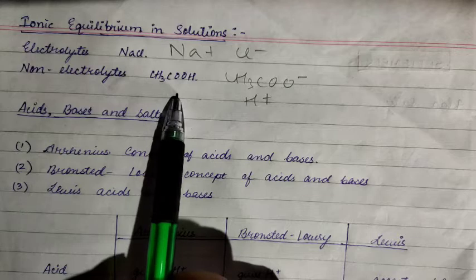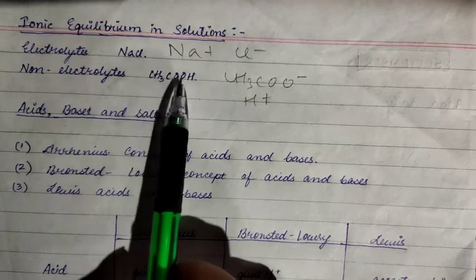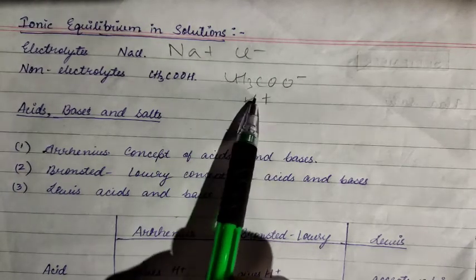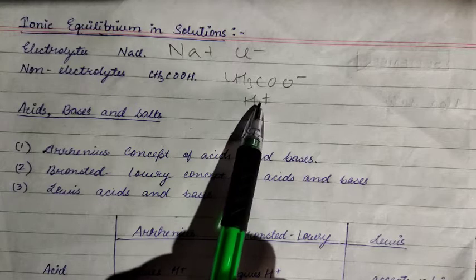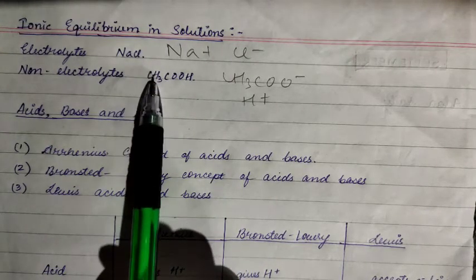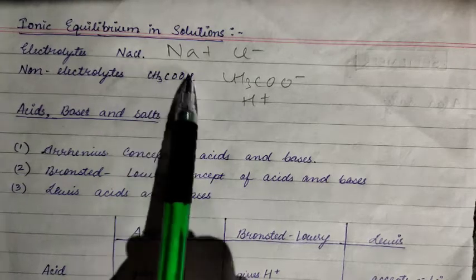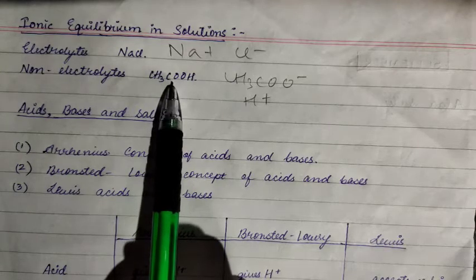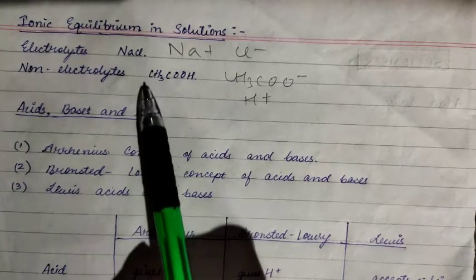Okay, so in a non-electrolyte solution, you will get more amount of acetic acid as it is, and then some amount of acetate ion and some amount of hydrogen ions. And in a non-electrolytic solution, the equilibrium is in between the dissociated ions and the undissociated molecules. So these are the 2 points that we have to study.